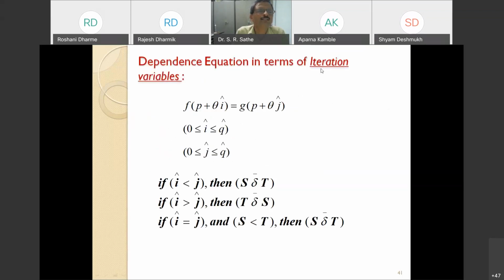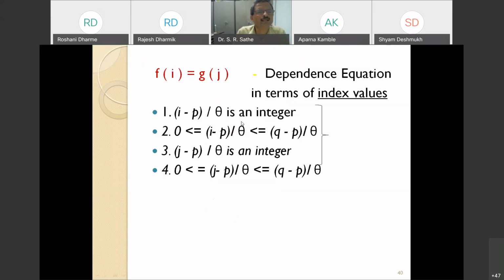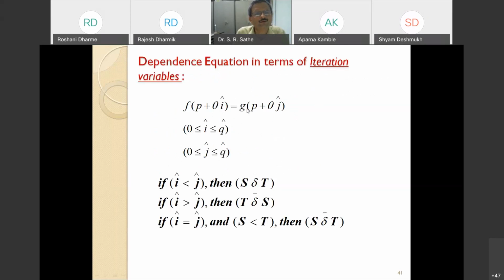The dependence equation in terms of iteration variables: we have said that if I is the index variable, I is equal to p plus theta I caret. So f of (p plus theta I caret) must be equal to g of (p plus theta j caret), in terms of iteration variables, and this gives the bounds of I caret and j caret. It starts from 0 and ends at q caret.